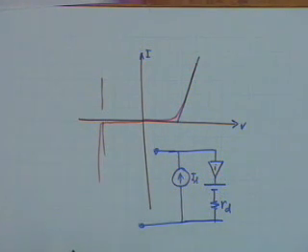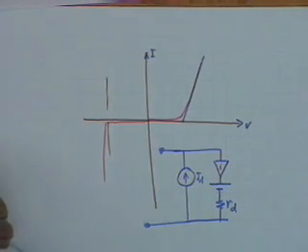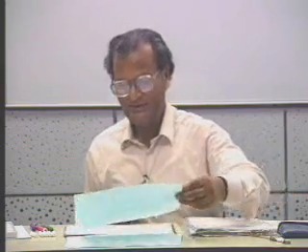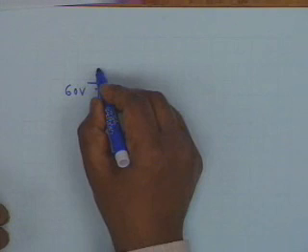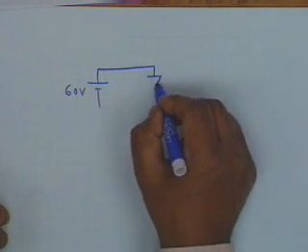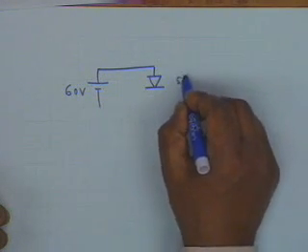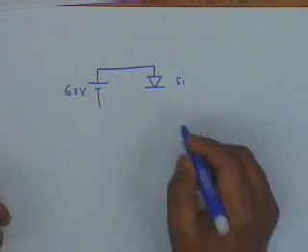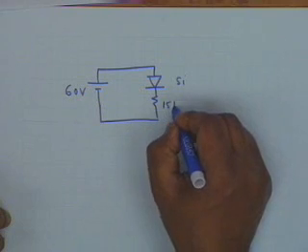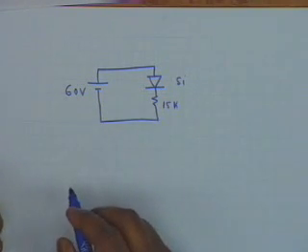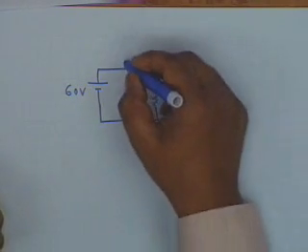Before we take a Zener, let me take one or two examples. Suppose you have a 60 volt source, a silicon diode, which means the threshold is 0.7, and then you have a 15K resistance. We want to find out the current in this circuit.